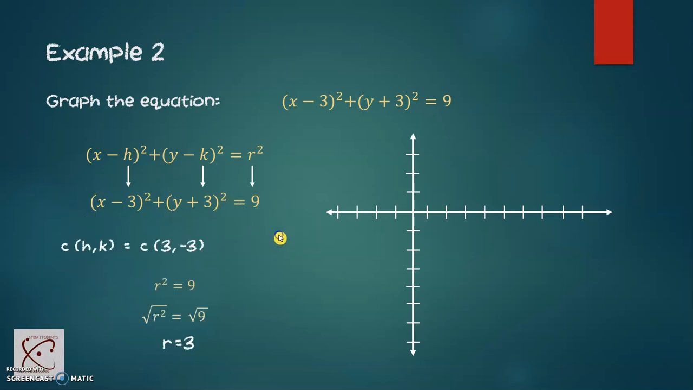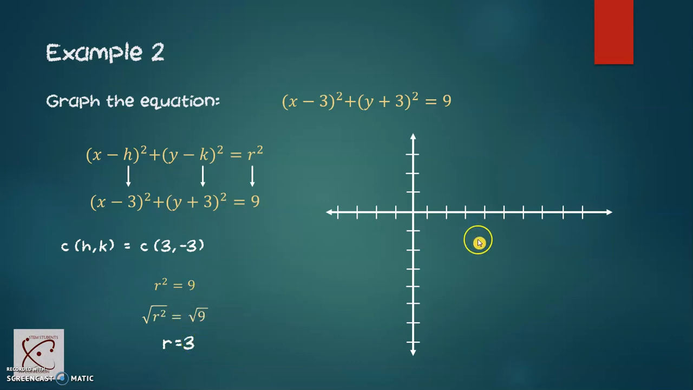So, from here, ang ating center na (h, k), ang ating h is positive 3, so opposite sign. And then k is negative 3. And then r squared is equals to 9. Square root natin yung both sides. Square root of 9 is equals to 3.